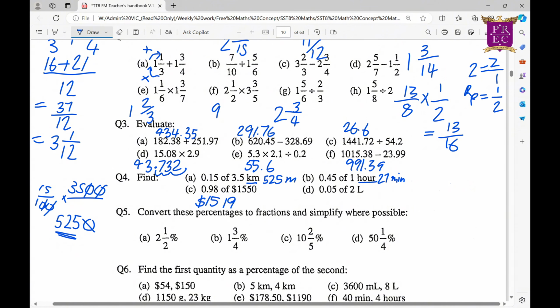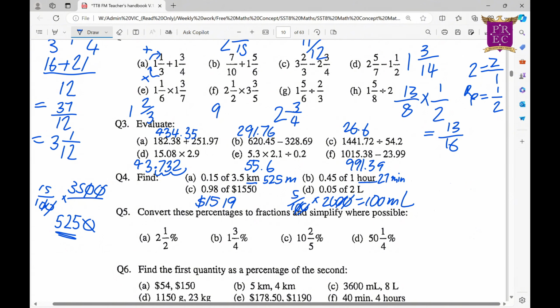For this one, it's dollars. Okay, for this one, you just do 5 divided by 100 times 2,000 because we're converting liters into milliliters. Cancel the zeros out. 20 times 5 gives us 100, so the answer is 100 milliliters. That's it. Convert these percentages into fractions and simplify where possible.